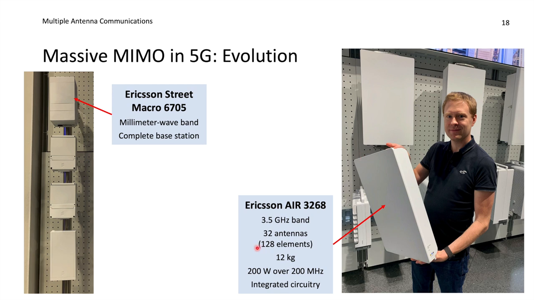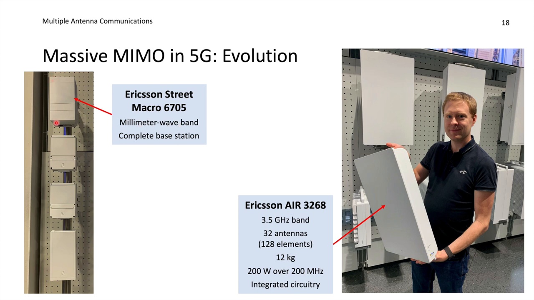And within the box, there are actually 128 radiating elements. This box can be used by an operator to communicate over up to 200 MHz of spectrum in this 3.5 GHz band, and transmit with up to 200 watts. There is integrated circuitry inside here that is computing the main things that we have been talking about in this course, such as beamforming and channel estimation. MIMO technology is also making it into the new bands that are used in 5G, such as the millimeter wave bands.